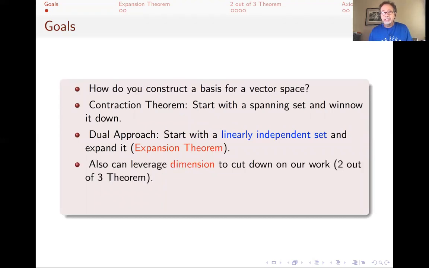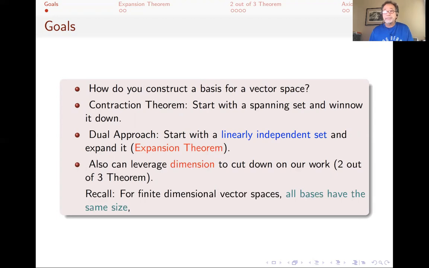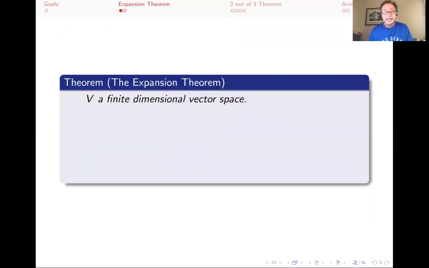In addition to the expansion theorem, we'll learn how to leverage the dimension to cut down on our work. And that's where the 2 out of 3 theorem comes in. And an important fact that we will use that we proved in the previous lecture is that for finite dimensional vector spaces, all bases have the same size. And that size is called the dimension of the vector space. Let's start with the expansion theorem.